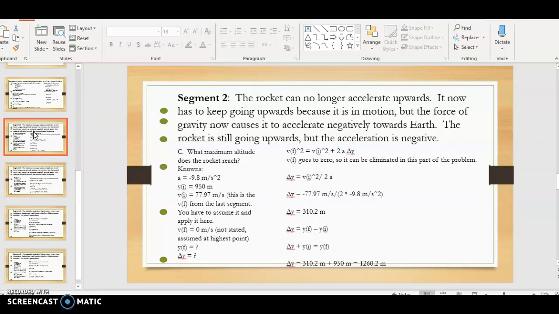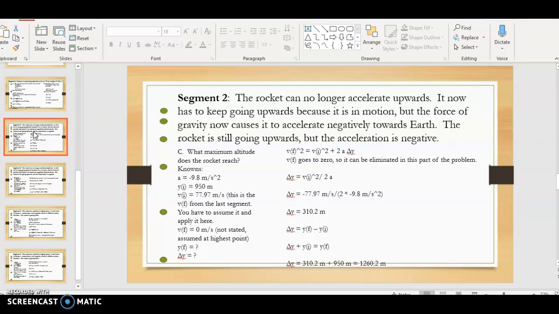My final velocity, that is at the end of this segment, is going to be 0 meters per second. That is because the rocket is going to have to change positions, and it's going to have to go downwards. It cannot be going upwards and downwards without stopping, so that VF is going to be 0 meters per second. You have to assume that information and apply it here. My y final, I don't know what it is yet. I don't know how far this rocket goes. And my delta y for this segment, I do not know what it is yet.